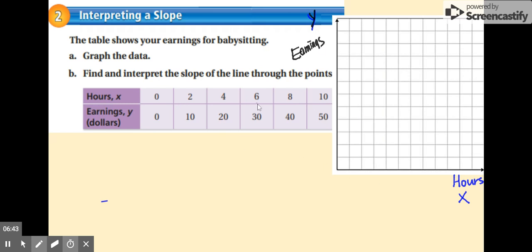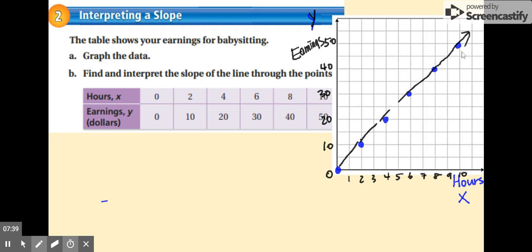The hours are going up by 2, but I'm just going to put 1, 2, 3, 4. And earnings are going up by 50, but I think I have enough room, so I'm going to go up by 10, 20, and 30. Okay, so 0 is here. You earn nothing when you work for 0 hours. When you work for 2 hours, you earn $10. When you work for 4 hours, you earn 20. When you work for 6, $30. For 8 hours, $40. 10 hours, $50.